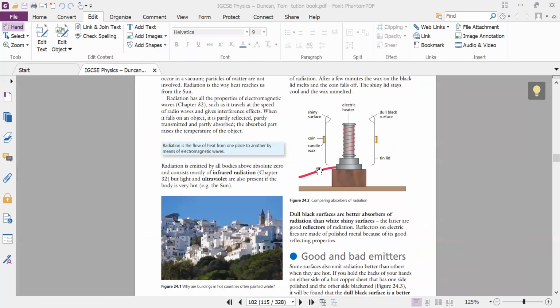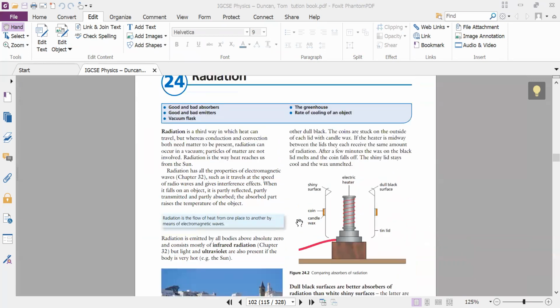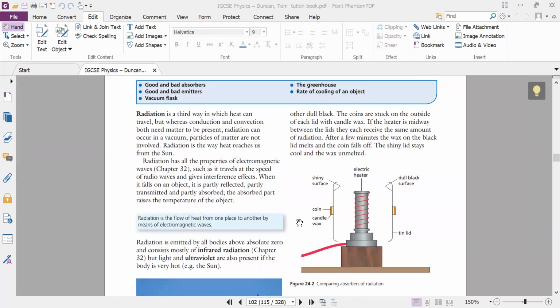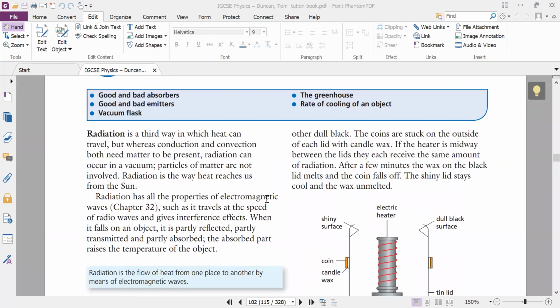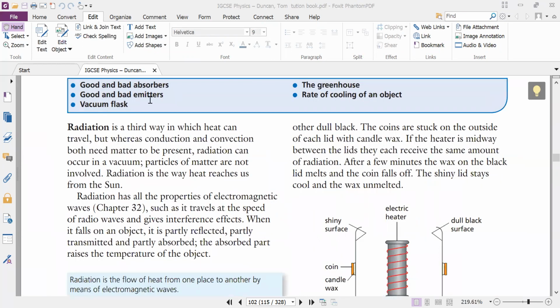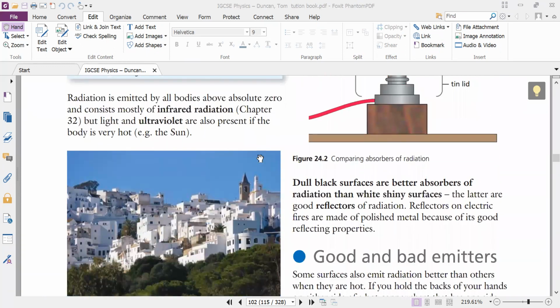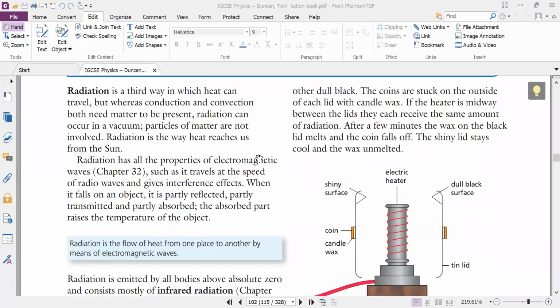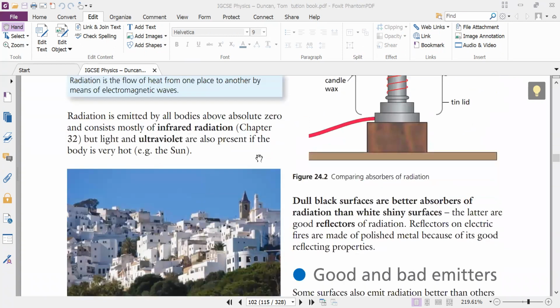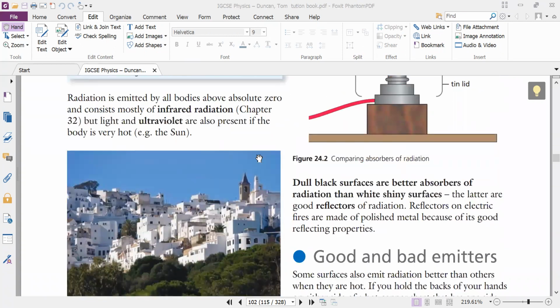Many times you will find questions related to radiation. For radiation, there are a few terminologies, which you can see in the beginning: good and bad absorbers, good and bad emitters. So what are these? You can observe that some surfaces can absorb heat more. Which type of surface absorbs heat more?